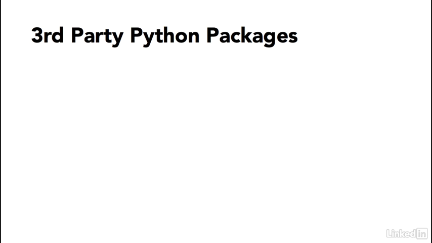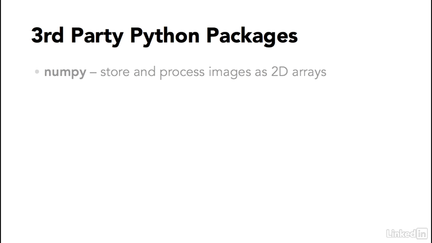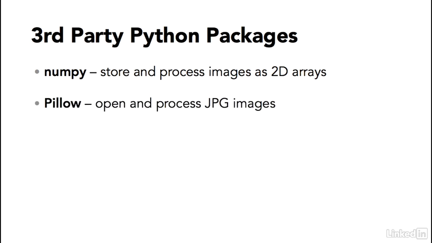There were also several third-party Python packages that I used, including NumPy, which is a common package for scientific computing in Python. I used it to store and process the image data as two-dimensional arrays. To actually import the JPEG images into my Python program, I used the Pillow package, which is a fork of the Python imaging library. In addition to using Pillow to import images, I also used it to resize images, convert them to grayscale, and calculate image histograms.